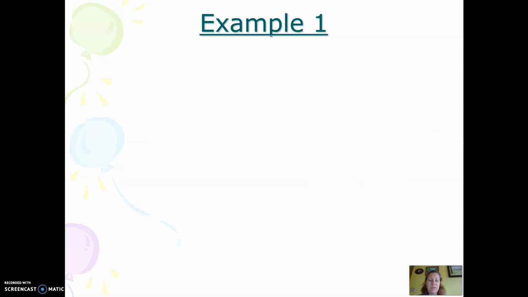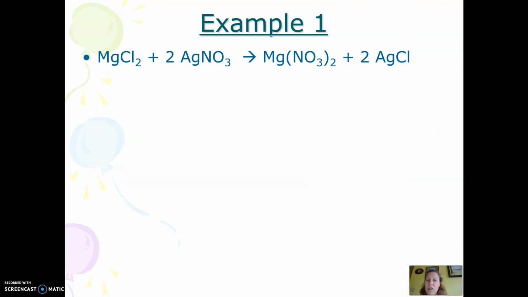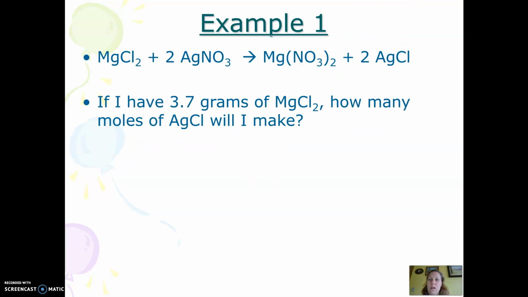So examples, I've got 3 examples. So here's our equation and our problem. I did the color coding thing again. So first off, what are we solving for? And again, don't think too hard.